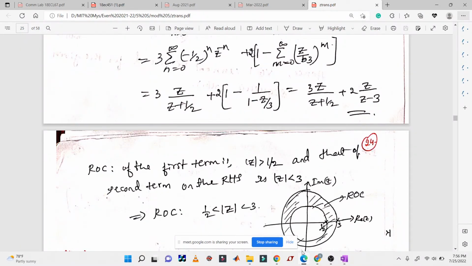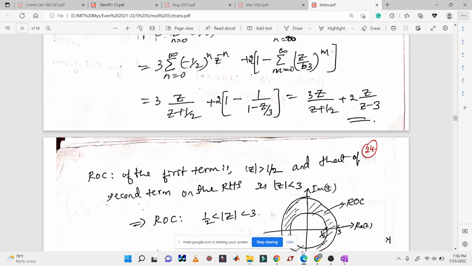Okay, so that completes this problem. This is just simplification as I already told. So if you simplify, you will get this as the answer.